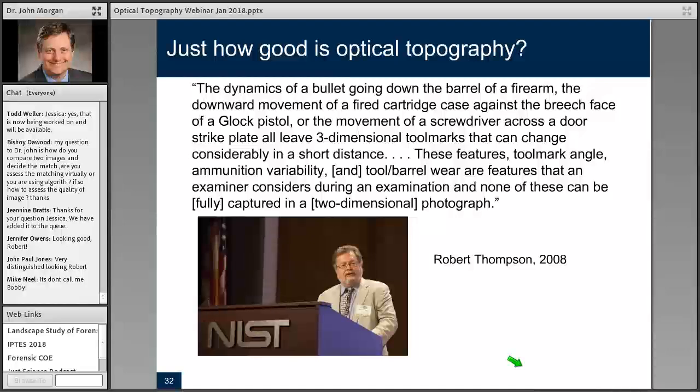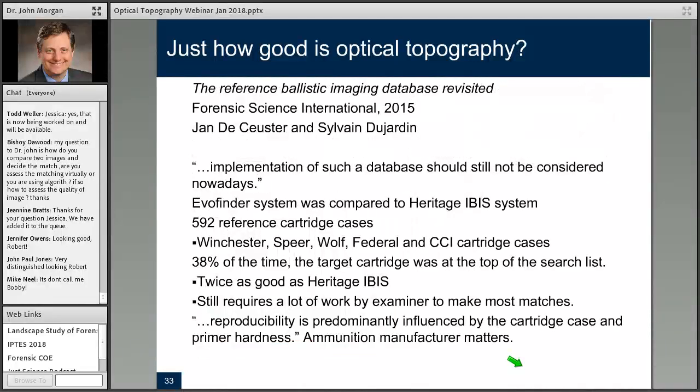In other words, having the three-dimensional data is really a change in how good optical topography can be. So are these systems really good enough now to revisit this whole idea of a reference ballistic imaging database? And Jan de Kruster, who has done a lot of research in this area, actually looked at this and published this in Forensic Science International in 2015.